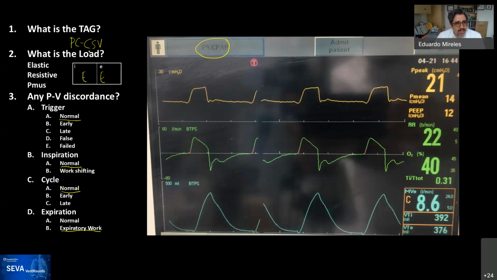So CSV stands for continuous spontaneous ventilation, meaning that all the breaths are triggered by the patient, and we have the pink marker here on this mode. On this ventilator, it turns pink. In others, they put arrows. In others, they put other markers elsewhere. But you know that this is triggered by the patient, and you could actually infer that too because of the drop in pressure over here before every single one of the breaths.